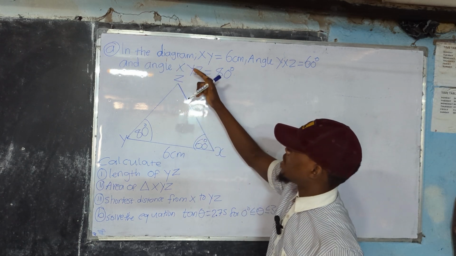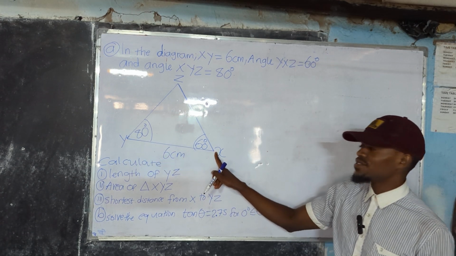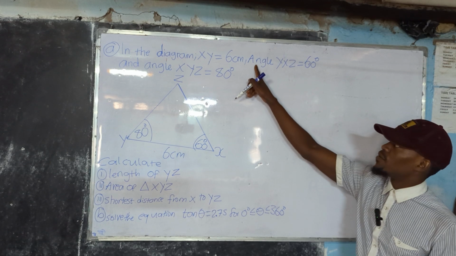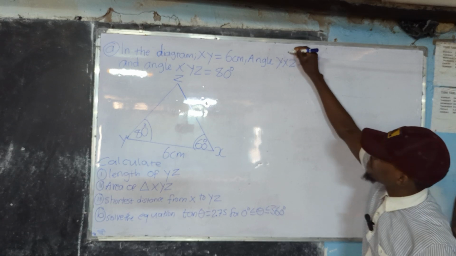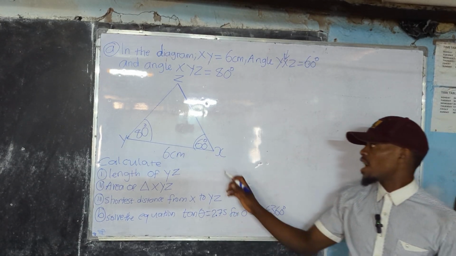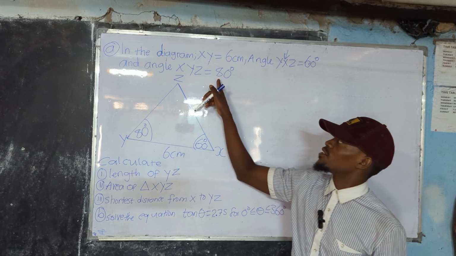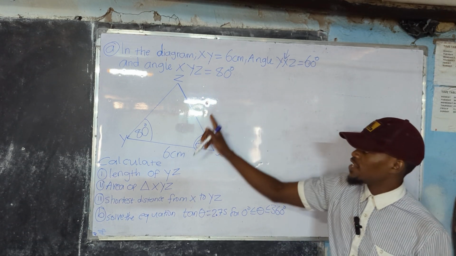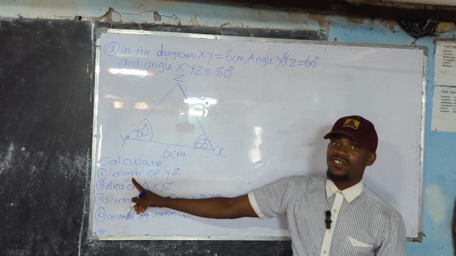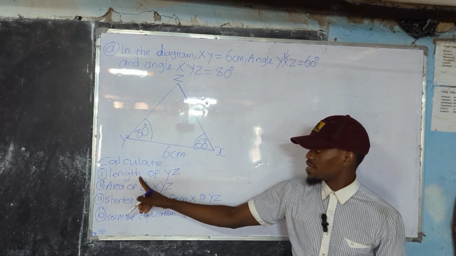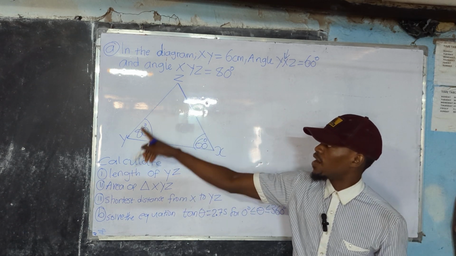In the diagram, we have the distance XY, which is equal to 6 centimeters. So this is our distance, 6 centimeters. Then we have angle YXZ equal to 60 degrees. The middle letter is where the angle is located. And angle XYZ is equal to 80 degrees. Now, if we look at the question, we are going to calculate the length. Length is the distance. So we want the distance of YZ. So this is our YZ.